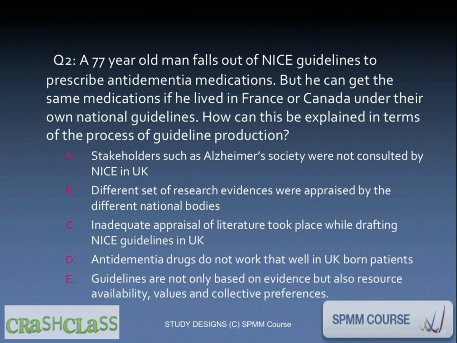A 77-year-old man falls outside NICE guidelines to prescribe anti-dementia medications, but he can get the same medications if he lived in France or Canada under their own national guidelines. How can this be explained in terms of the process of guideline production? Stakeholders such as the Alzheimer's Society were not consulted by NICE in the UK. Different sets of research evidence were appraised by the different national bodies. Inadequate appraisal of literature took place while drafting NICE guidelines in the UK. Anti-dementia drugs do not work that well in UK-born patients. Guidelines are not only based on evidence, but also resource availability, values, and collective preferences.